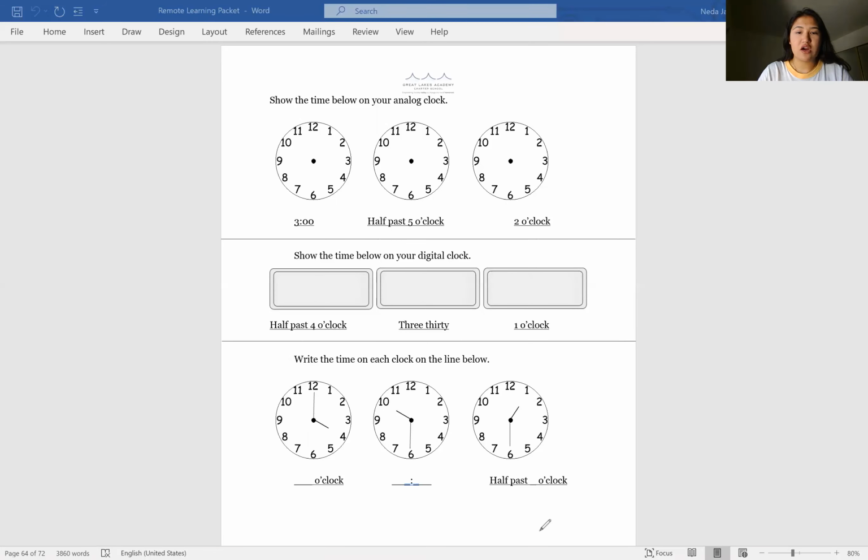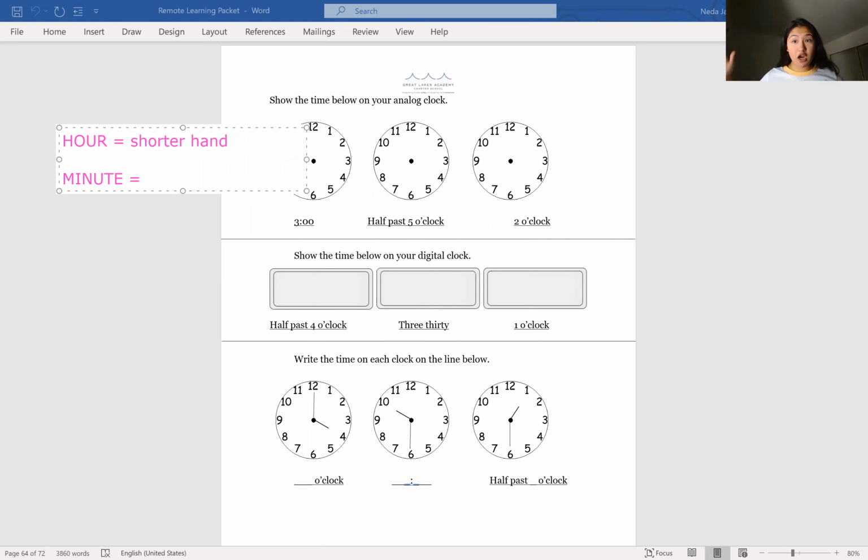The word hour, H-O-U-R, is shorter than the word minute, M-I-N-U-T-E. So I always remember that since the word hour is shorter, it's the shorter hand. And since the word minute is longer, it's the longer hand. Hopefully that helps you. You might have your own tricks and tips to help you remember which hand is which. If you do, I would love to know.